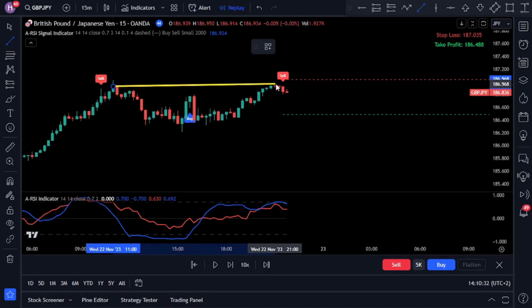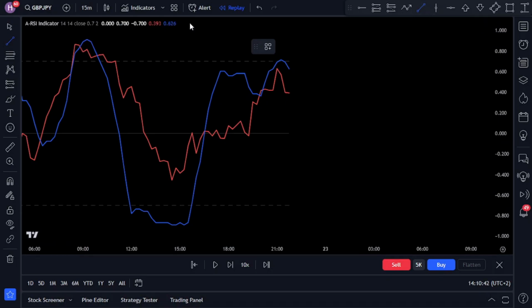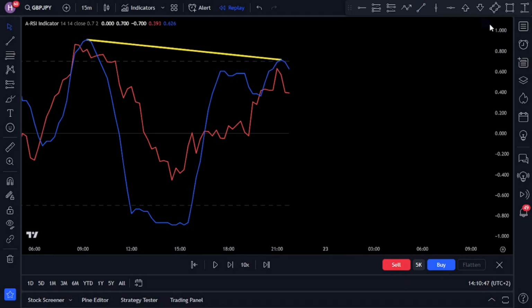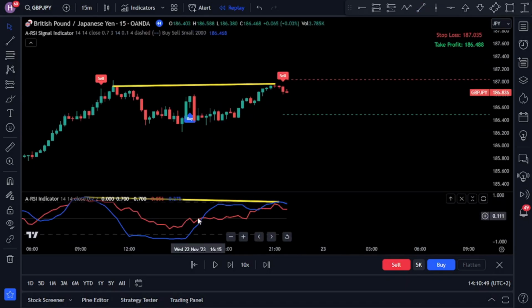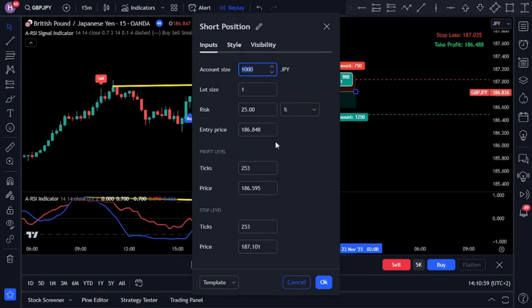Now, a bearish reversal happens when the price of the pair makes a higher high, but the A-RSI indicator shows a lower high. This suggests that even though the price is rising, the momentum indicated by the A-RSI is weakening, signaling a possible downward reversal. This means once we get the latest sell signal with the bearish divergence, we can enter our sell trade.